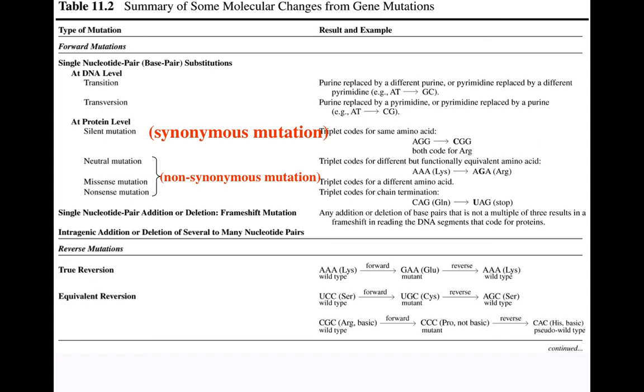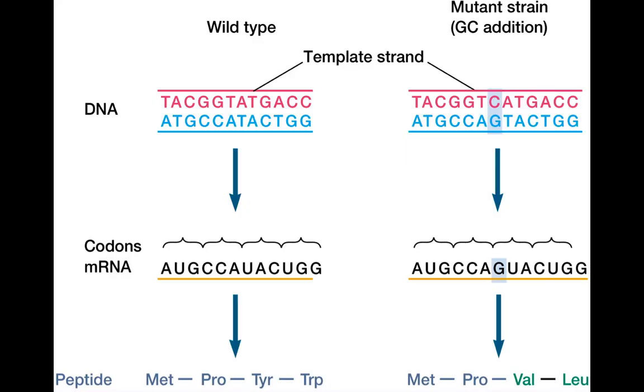Or you can have ones like the missense mutation, where you get a very different amino acid, or you can have a mutation known as a nonsense mutation, where you mutate a codon that should normally encode, in this case, glutamine, and turn it into a stop codon or a nonsense codon. So those are just the different types of non-synonymous mutations.